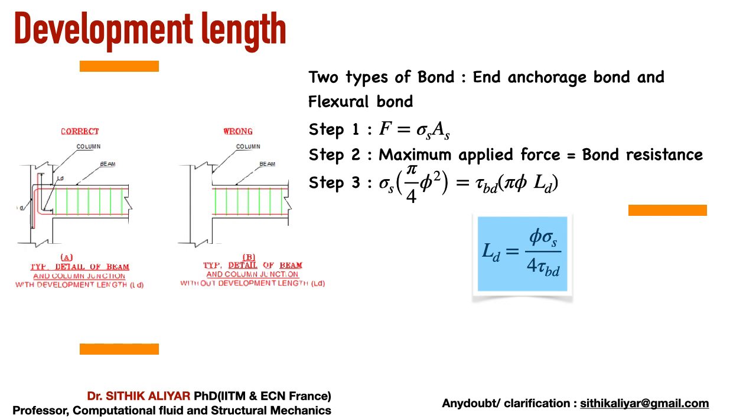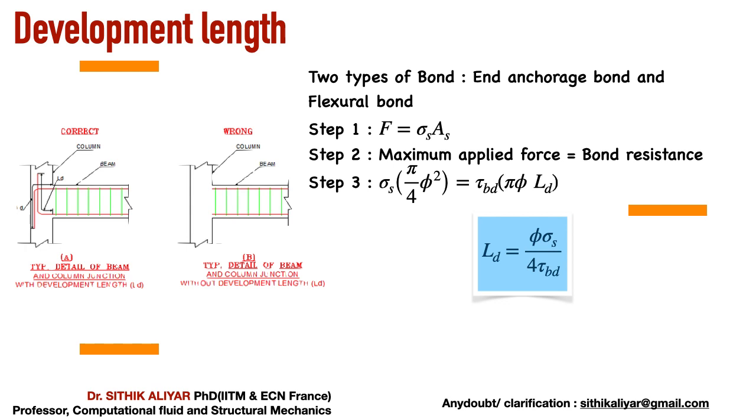Flexural bond is the bond achieved for the steel bar at the bending location, because maximum bending moment will occur at the center of the beam. So at that particular location, how much bond, that is the flexural bond. End anchorage bond is totally different. It is for the anchoring of the steel bar. You can see the right and correct and wrong figure I have shown on the left side.